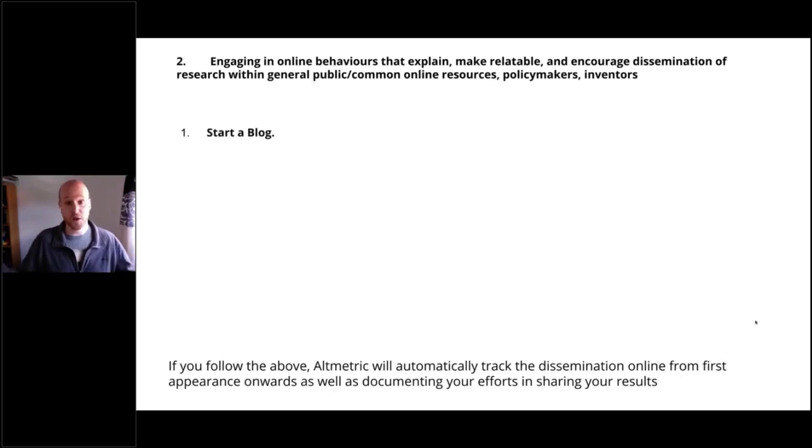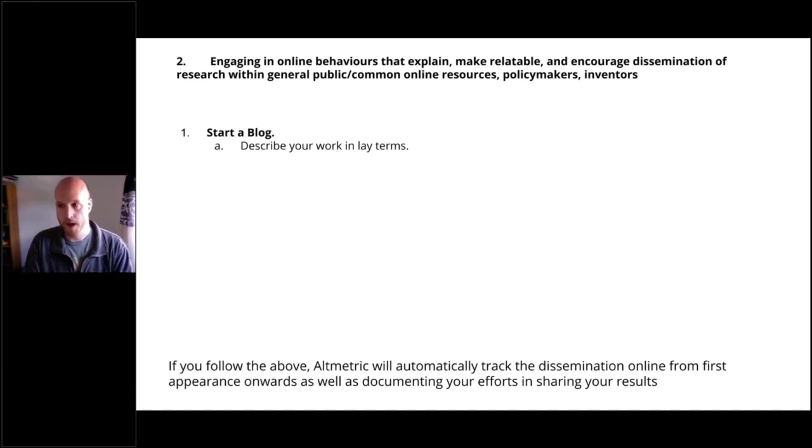So first thing, start a blog or a website. This comes probably as no surprise. Research groups that maintain an active, well-updated blog, in other words, one that describes your work in lay terms so that morons like me can understand it.